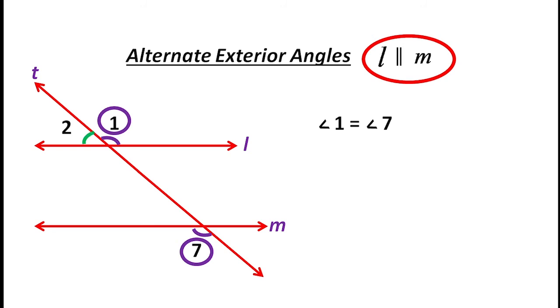Another pair is 2 and 8. Angle 2 and angle 8, they are equal because angle 2 is on the left side of the transversal and angle 8 is on the right side of the transversal. Both are outside the parallel lines, and L and M are parallel, so their measures will be equal.